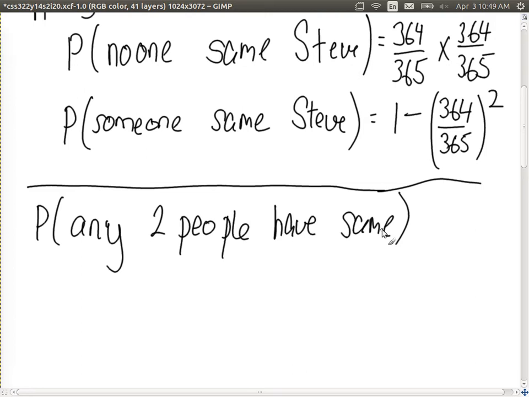Does anyone know they have the same birthday as someone else? Maybe. Yes, you do? Okay. We'll see what that probability is, all right? If we choose random groups, we'll see how we can calculate that probability.